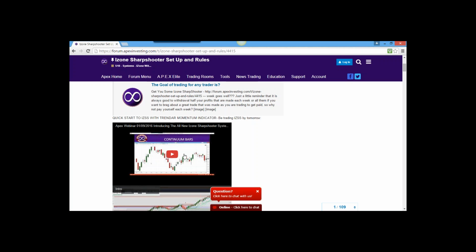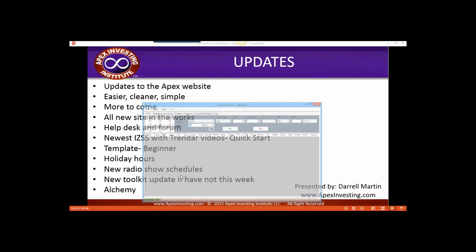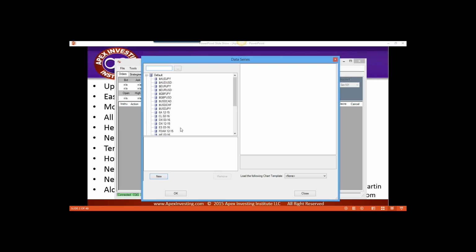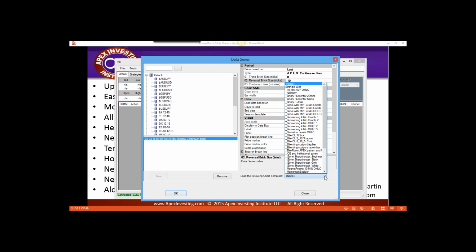Not only does it kind of simplify everything all into one, but it does show you the new Trendar edition as well. Okay. Also, most of you are aware, but if you're in the toolkit and you're using iZone Sharpshooter, most of you know now if you want to go and open a new chart, all right, let's just say you're going to open up ES, for example. You'll want to fix your continuum bars to the right size. But then right here under templates, we now have a new template right here. It's called the iZone Sharpshooter Beginner Template.